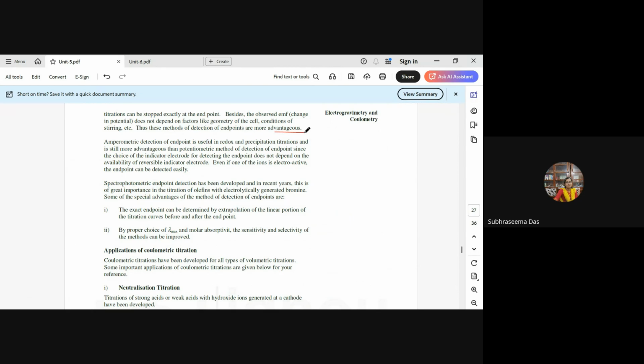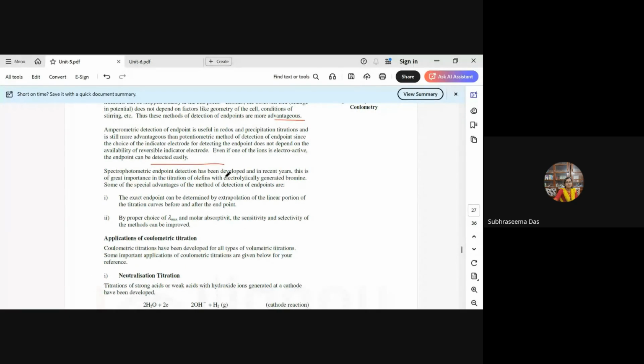Amperometric detection of endpoint is useful in redox and precipitation titrations and is still more advantageous than the potentiometric method of detection of endpoint because the choice of the indicator electrode for detecting the endpoint does not depend on the availability of a reversible indicator electrode. Even if only one of the ions is electroactive, the endpoint can be detected quite easily.